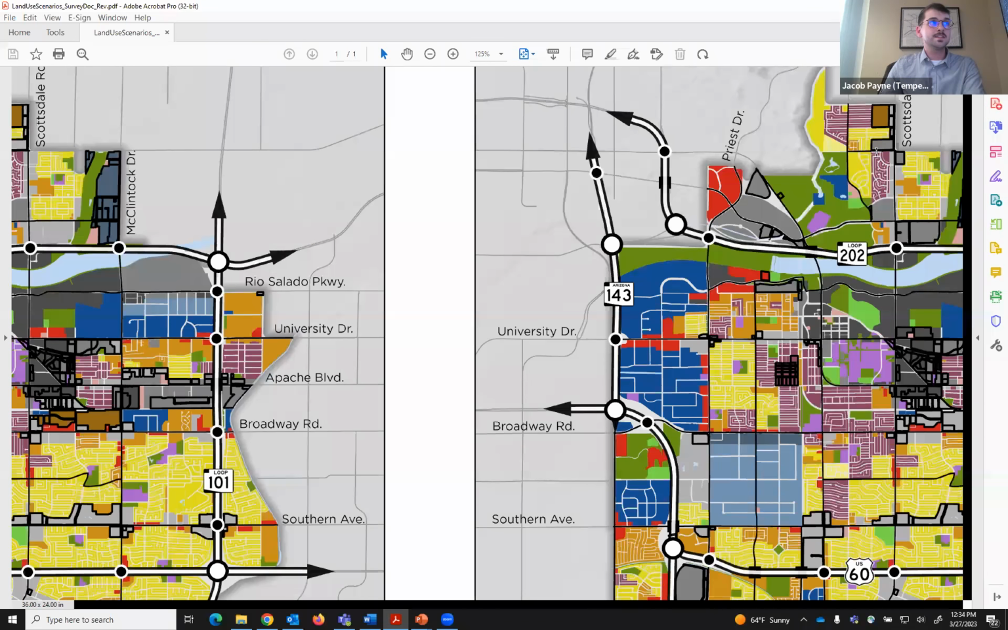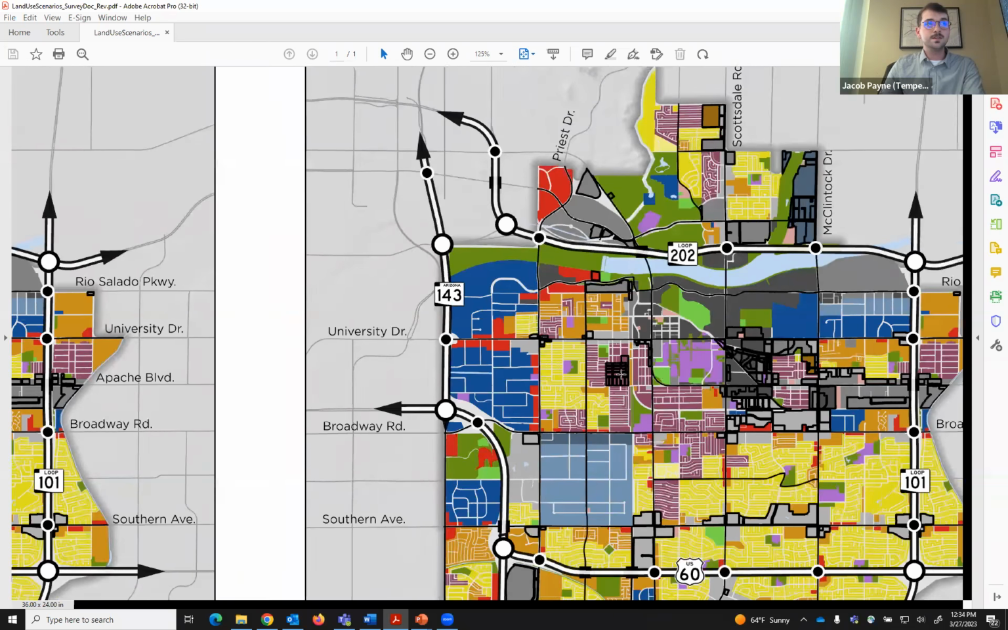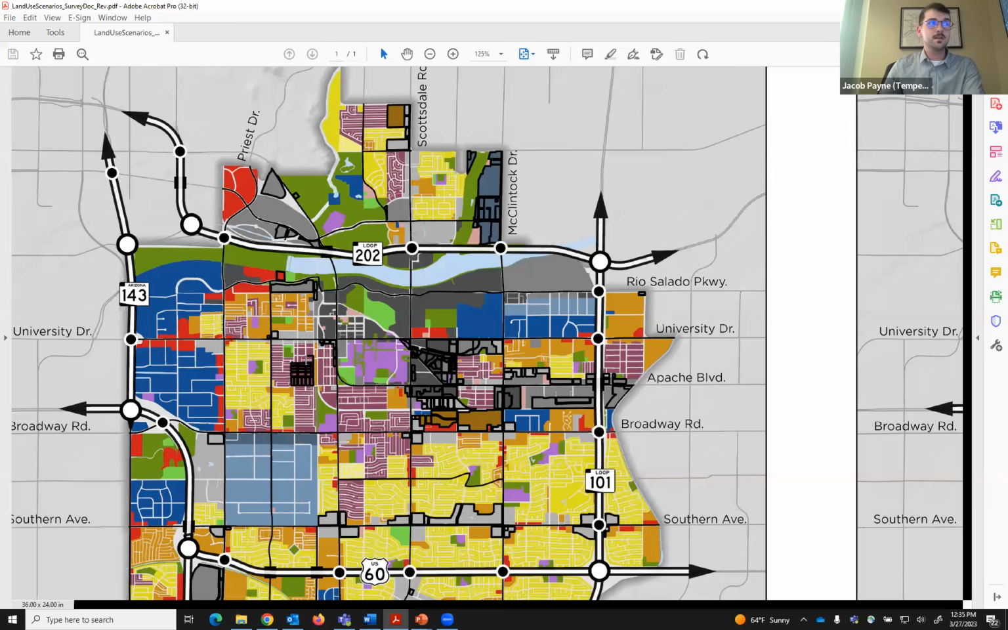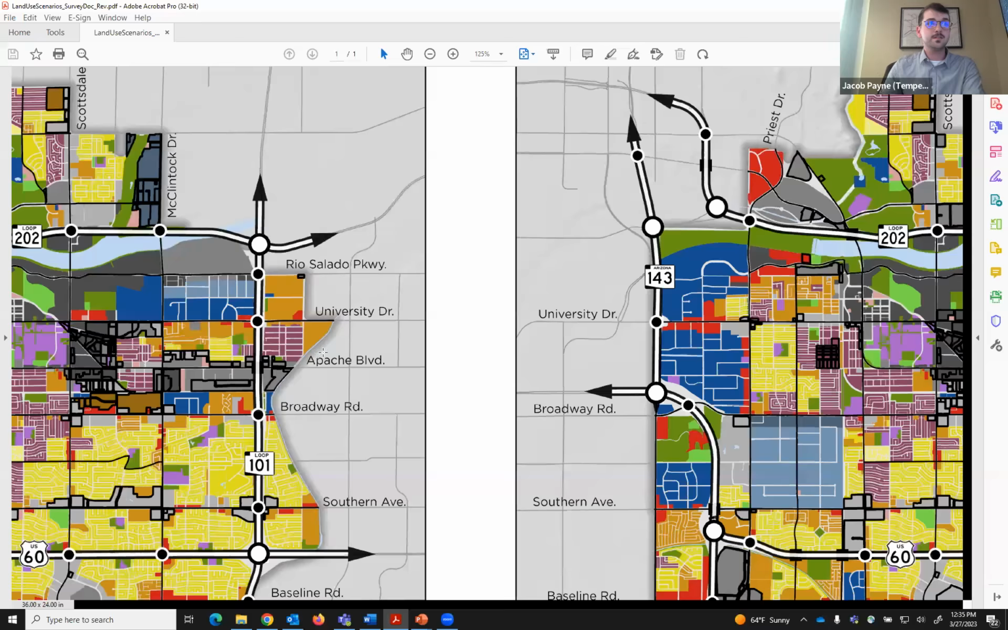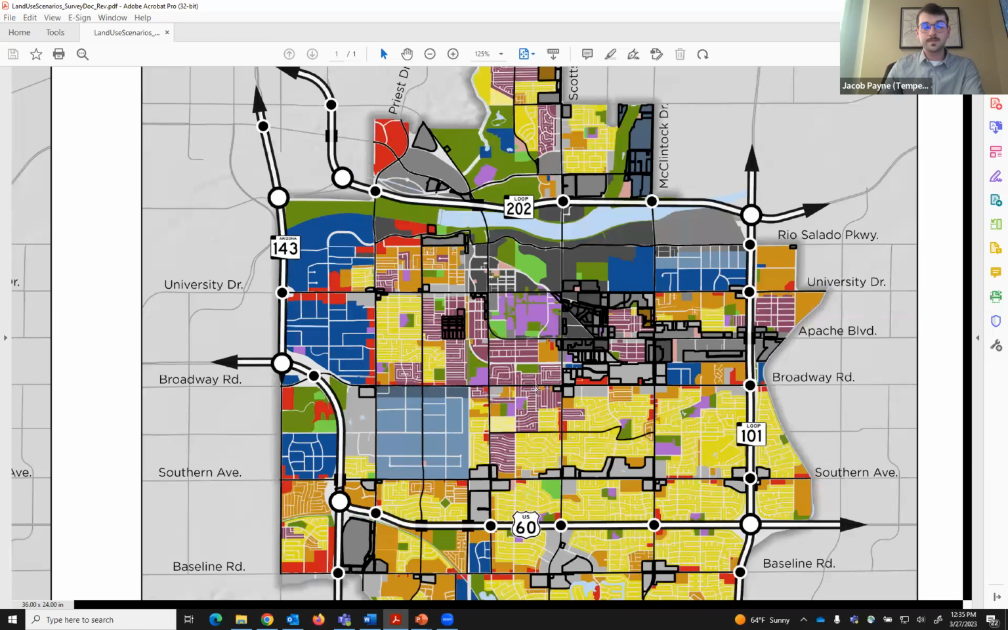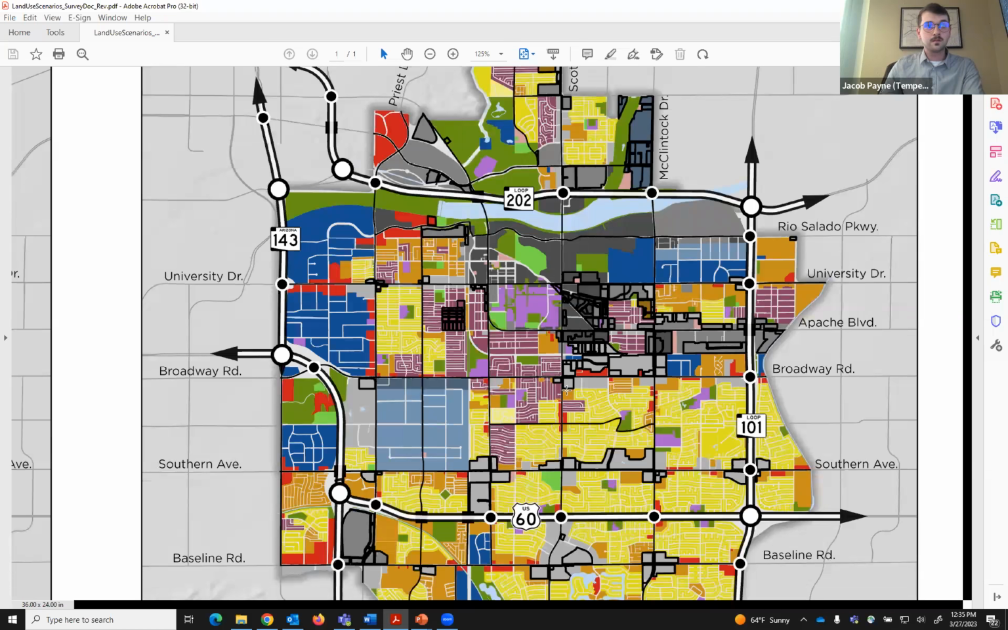The increase of density from this corner, I believe that is McKellips and Scottsdale Road, to a higher designation of a mixed use than it was shown in scenario 2. Also, the inclusion of the intersection at Priest and University as a mixed use is something that's unique to scenario 3. Does that help, David? Yes, thank you very much.